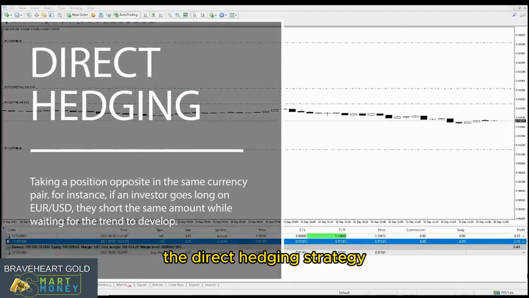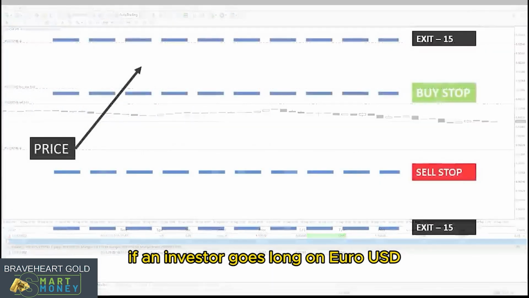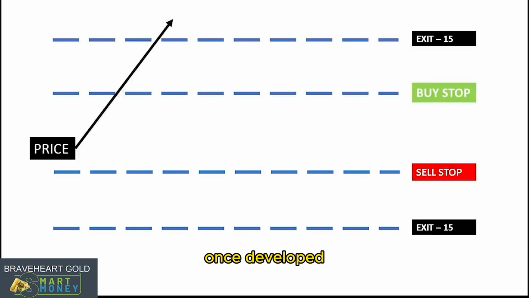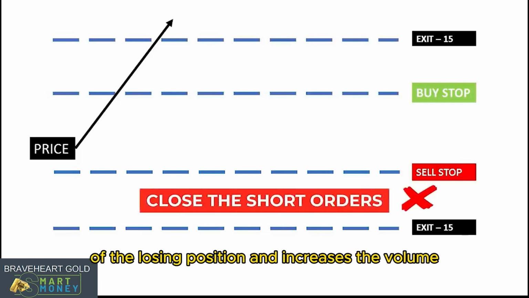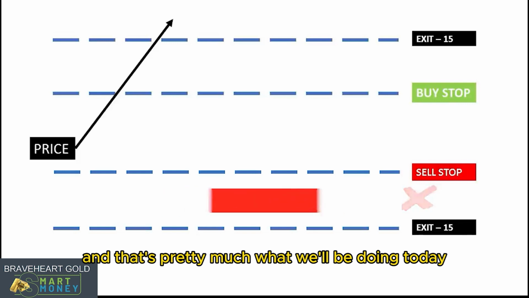The direct hedging strategy consists of taking a position opposite in the same currency pair. For instance, if an investor goes long on EUR/USD, they short the same amount while waiting for the trend to develop. Once developed, the trader begins reducing the volume of the losing position and increases the volume towards the direction of the trend. And that's pretty much what we'll be doing today.